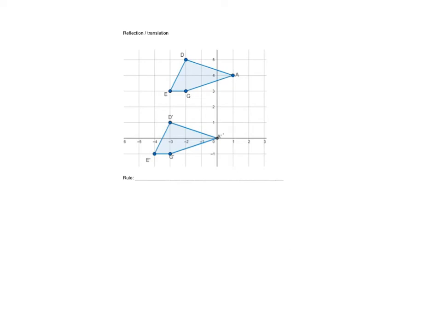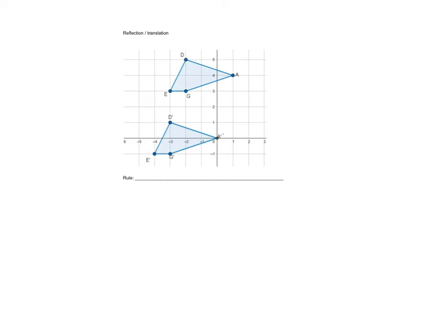So for this problem, this is number 7 in your packet. We're to determine if it's a reflection or a translation, and then write the rule. So when I look at this, my head says it's not a reflection, because I can't see anywhere where it would flip and land the same exact way. So it looks like it's a translation, which means it's slid. It looks like it's slid this way.